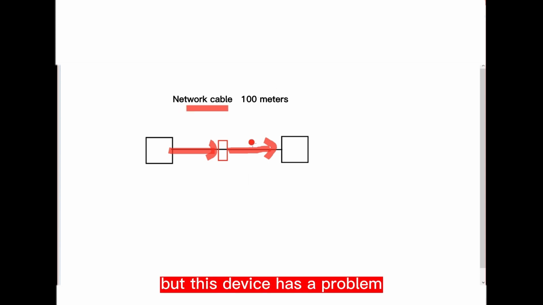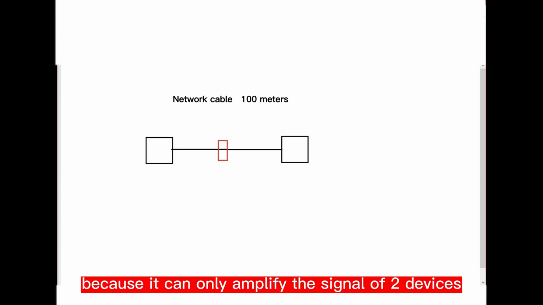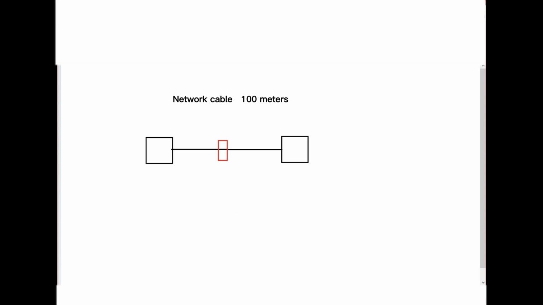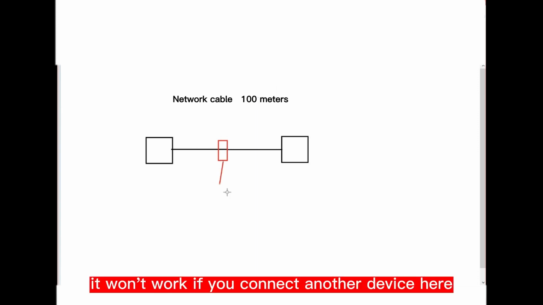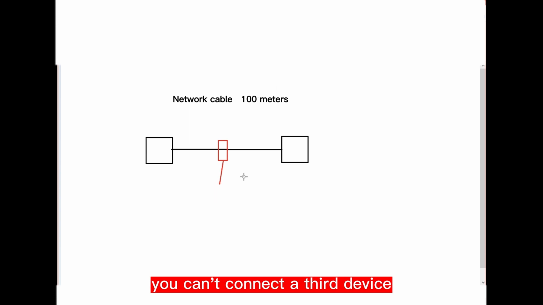But this device has a problem. That is, it has only two interfaces. It has fewer interfaces. Two interfaces are not enough, because it can only amplify the signal of two devices. Look at me as an example. It has only two interfaces. It won't work if you connect another device here. You can't connect a third device.